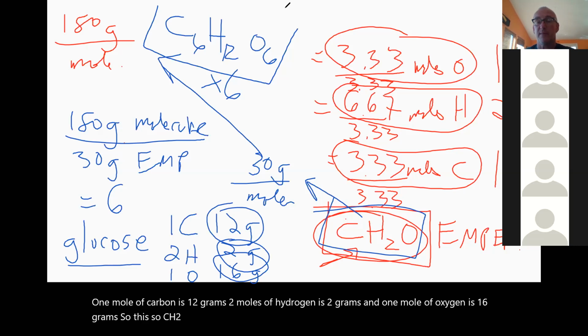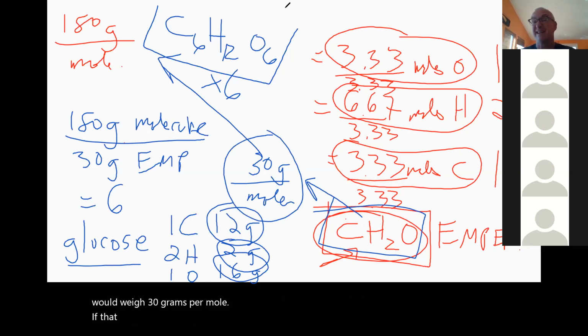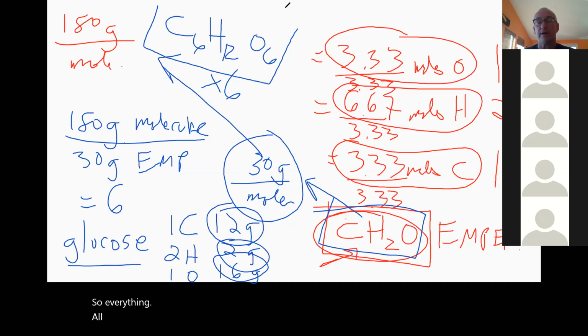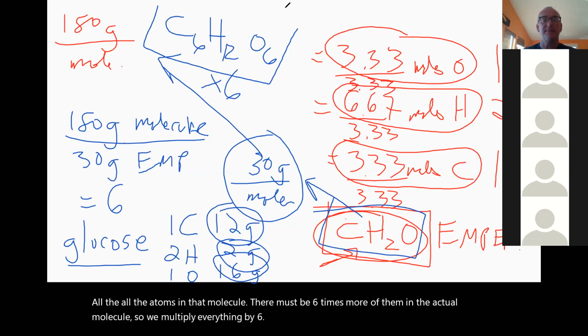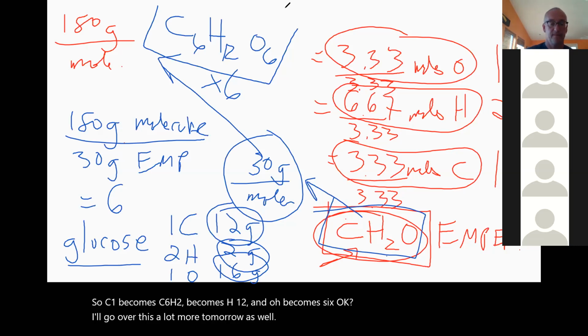CH2O, if that was the formula of my molecule, it's the empirical formula, that would weigh 30 grams per mole. But it doesn't weigh 30 grams per mole. It weighs 6 times more. So all the atoms in that molecule, there must be 6 times more of them in the actual molecule. So we multiply everything by 6. So C1 becomes C6, H2 becomes H12, and O becomes O6. Okay? We'll go over this a lot more tomorrow as well. All right, I'm going to clear that. We'll continue.